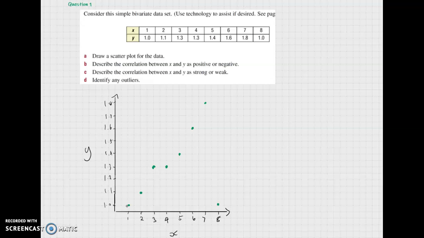We don't need to join it with any lines or anything like that. All we have to do now is comment on the relationship. Okay, so part B asks you to say if it's a positive or negative relationship. Part C wants you to say if it's weak or strong. And part D wants you to identify any outliers. So let's start with the obvious outlier down here. You can see it's well away from the other data points and doesn't follow the trend. So that is definitely an outlier.